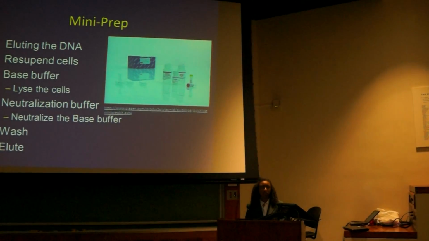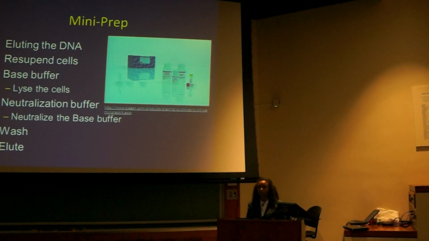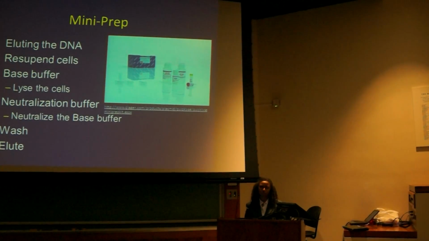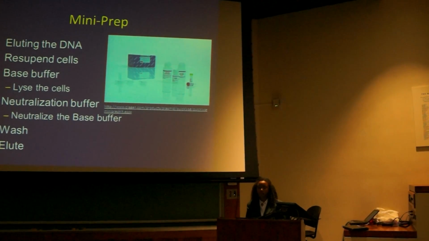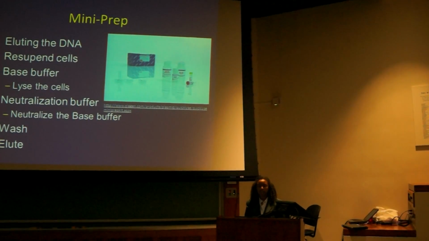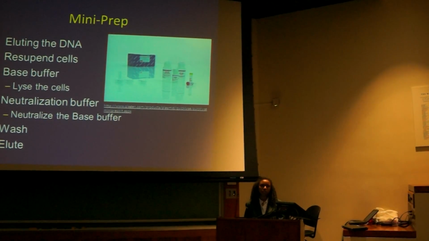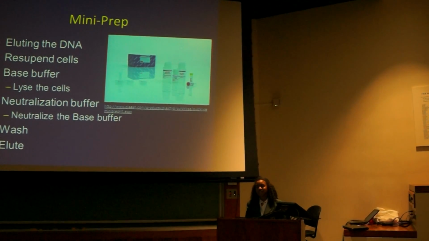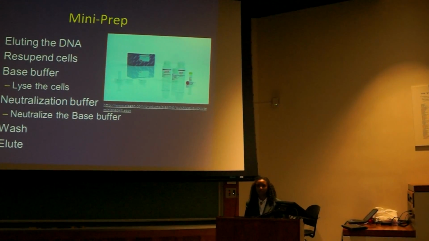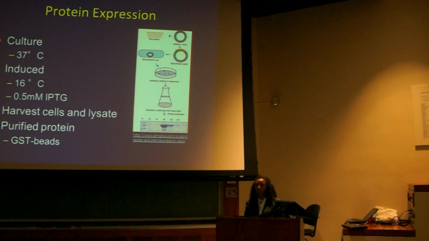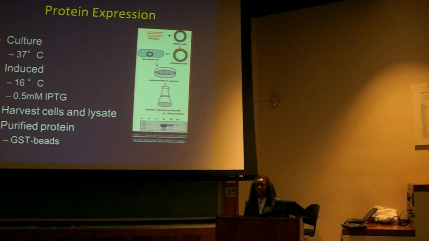After the cells are cultured, we take colonies from the cells and we elute the DNA. First, we resuspend the cells, and then we add a base buffer and a neutralization buffer. The base buffer lyses the cells, and the neutralization buffer neutralizes the base buffer. After that, we wash out the cells for any other impurities, and we elute the DNA. Once the DNA is eluted, we send it to screening and sequencing to make sure that the proper DNA has been cloned. If it is successful, we move on to a protein expression.